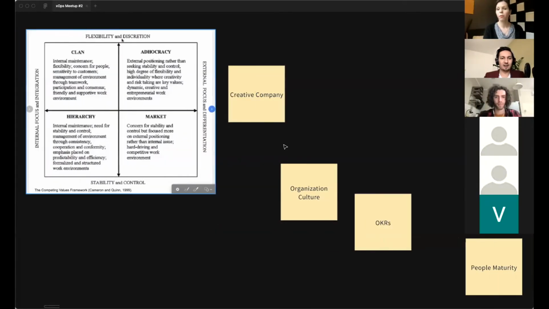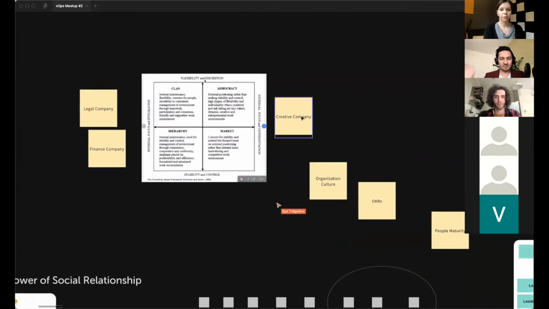And I also added a couple of notes into our Figma, so other people could join and discuss here as well. But Pat, thank you very much.